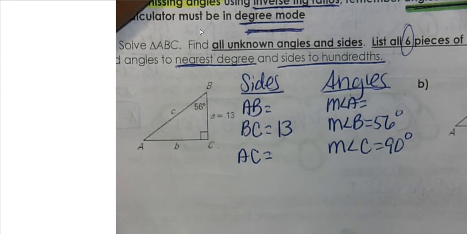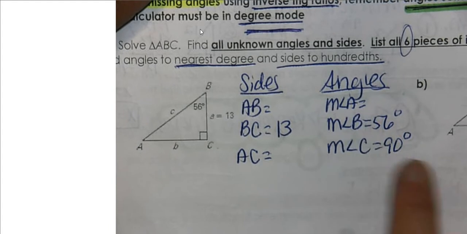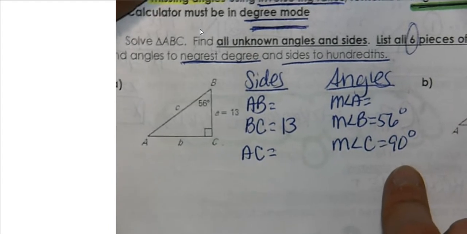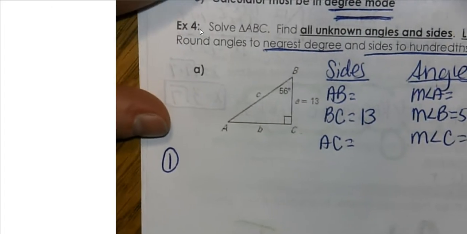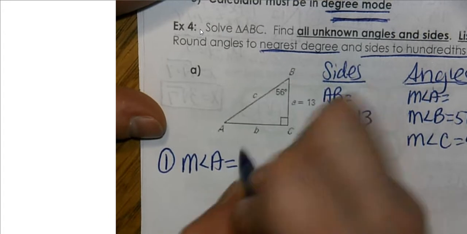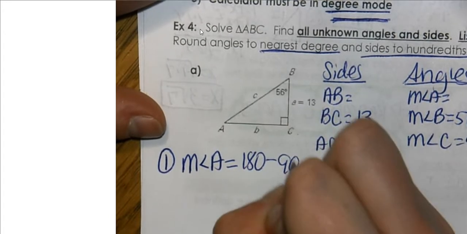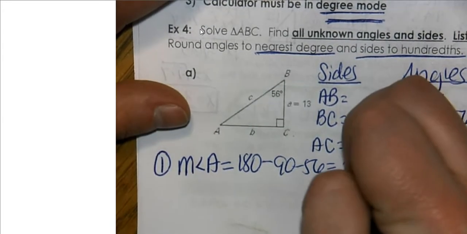Chances are the easiest thing for us to find is our missing angle, because we know that all of the angles of a triangle add up to 180. So that's the first thing I'm going to identify: I'm going to find the measure of angle A. The measure of angle A is equal to 180 minus 90 minus 56. And 180 minus 90 minus 56 is 34 degrees.